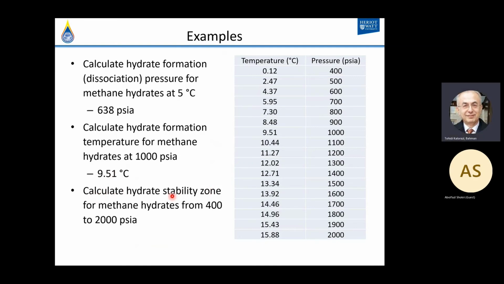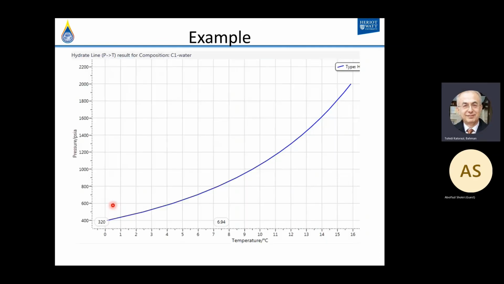Calculate the hydrate stability zone for methane hydrate from 400 to 2000. So these are point calculations: one point, this is another point, and this is a range. We want to determine the hydrate phase boundary. This is the range from 400 to 2000. Here is no hydrate, here is hydrate. So we can determine the hydrate phase boundary for a pure compound.